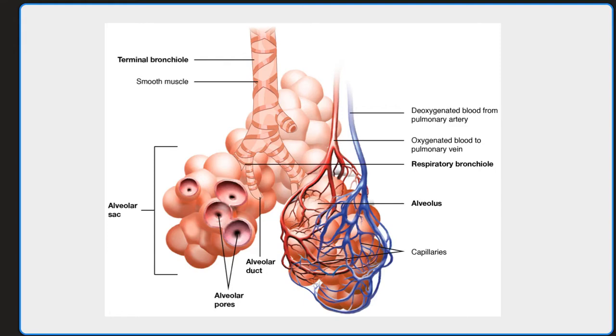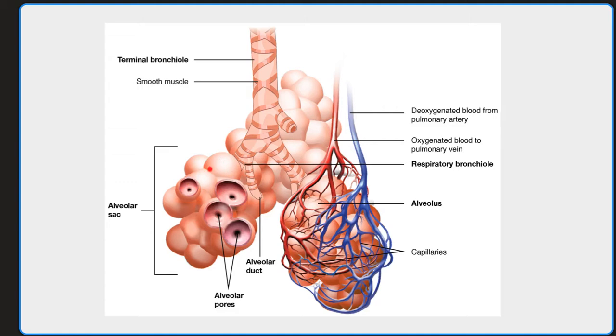Let's take a look within the lungs itself. So the bronchioles, like I mentioned before, are going to continue to divide and get smaller and eventually become the terminal bronchioles and then go into respiratory bronchioles. So the respiratory bronchioles are going to enter into the alveoli. So each one of these is an alveolus. Plural would be alveoli. They make up these alveolar sacs that look like these grape-like clusters.